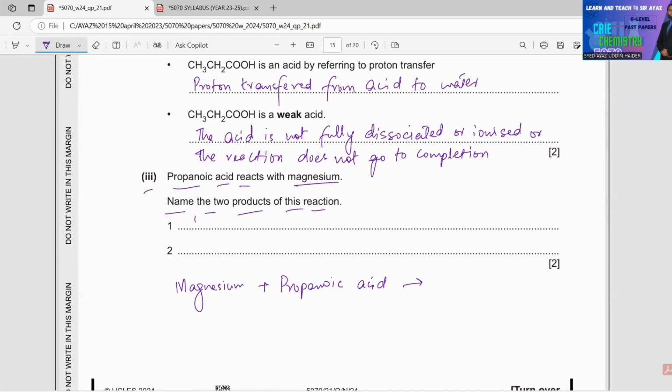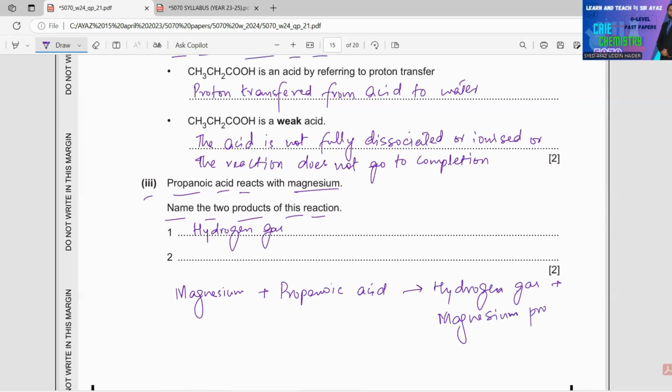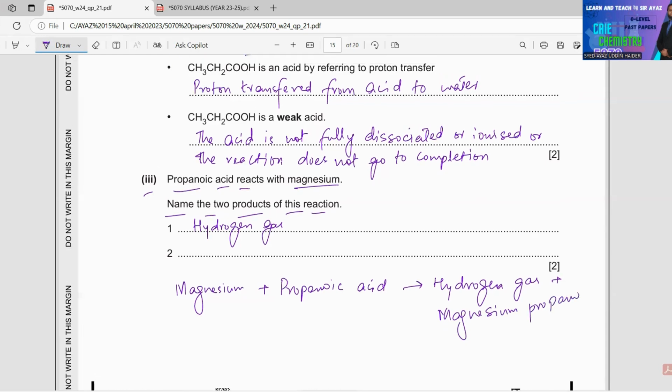So you write hydrogen gas. So one product is hydrogen gas. What is the other product? Magnesium will be reacting with the propanoate ion coming from this. So you'll write magnesium propanoate. So the other product must be magnesium propanoate.